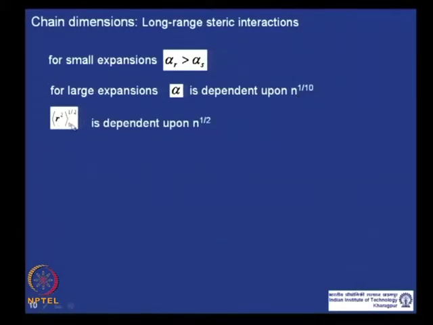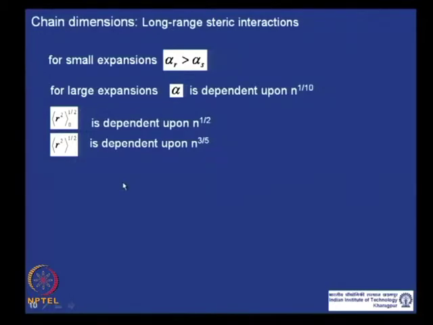And we knew that this unperturbed dimension was proportional to n to the power half. So, the real chain end to end distance would be approximately proportional to this multiplied by this, which gives you n to the power 3 by 5. This is approximately proportional to n to the power 3 by 5, the RMS end to end distance for a real chain.